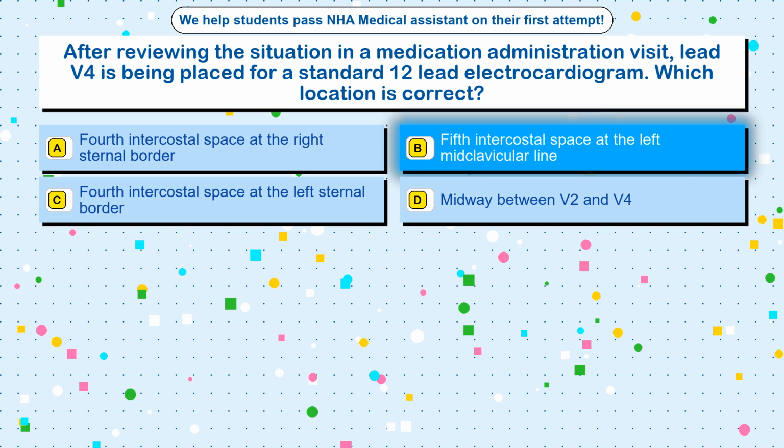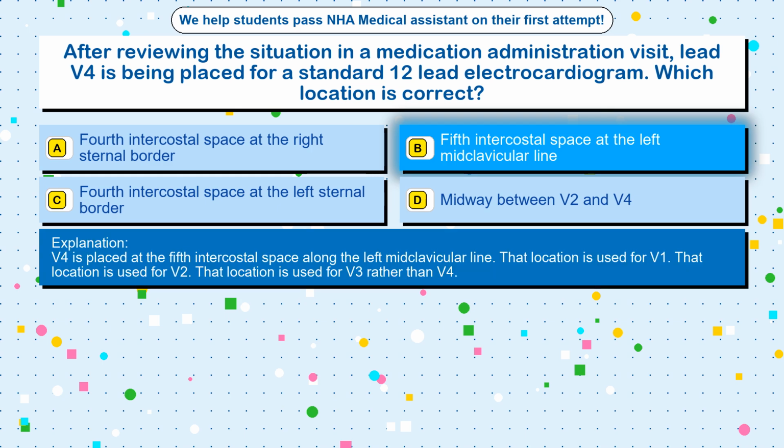The correct answer is option B, 5th intercostal space at the left midclavicular line. V4 is placed at the 5th intercostal space along the left midclavicular line. That location is used for V1. That location is used for V2. That location is used for V3 rather than V4.